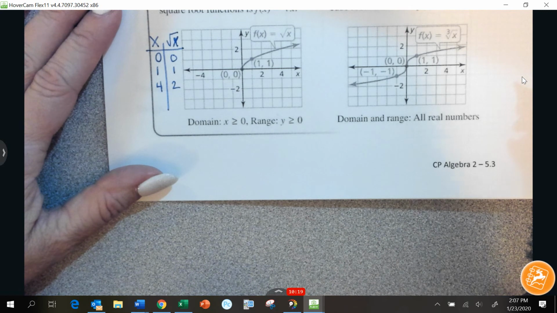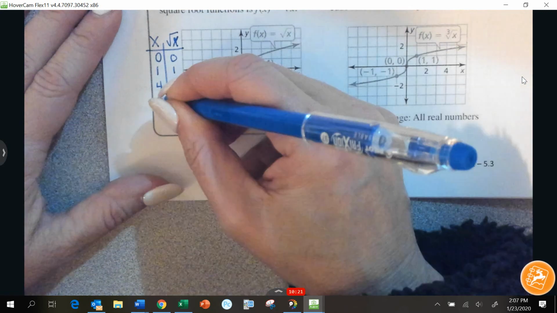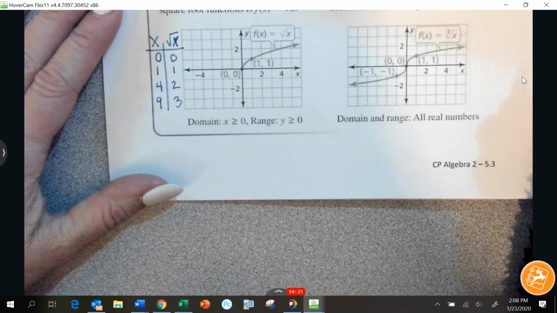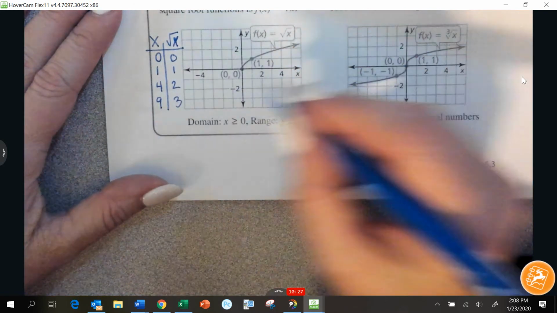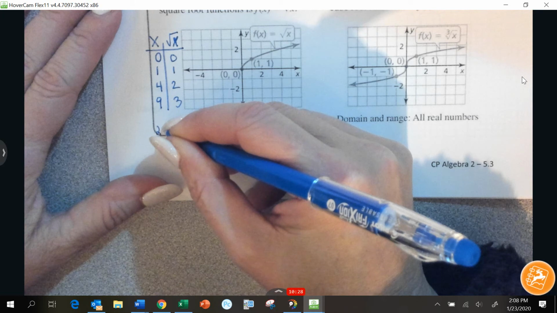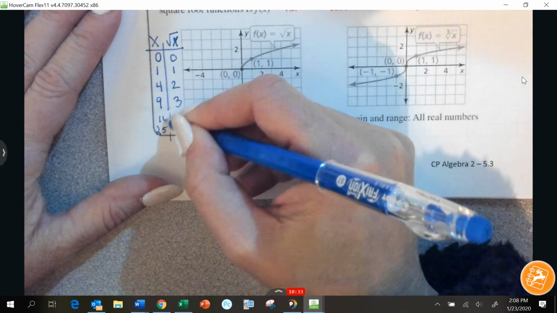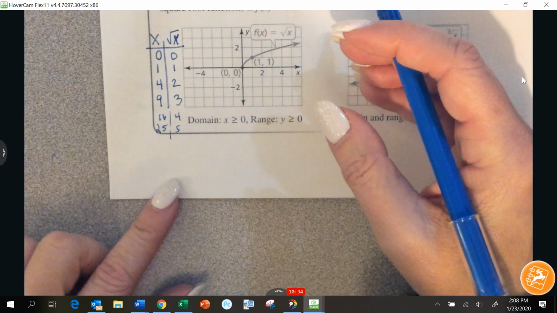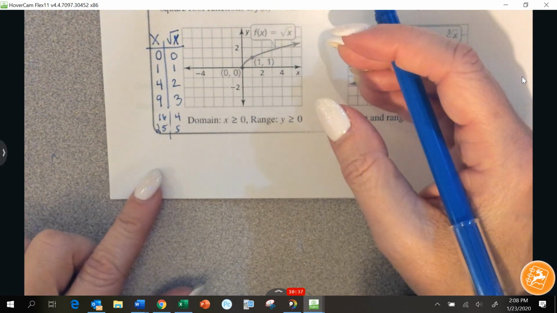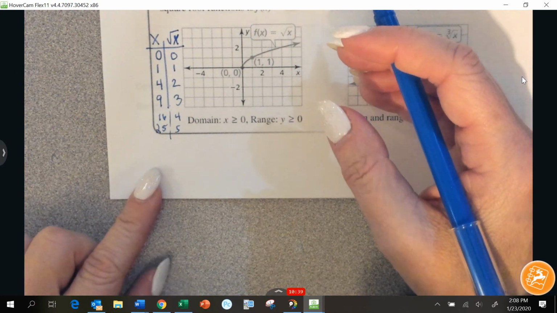What else? 9? Square root of 9 is 3. 25. Is that going to fit on my x value? Is that going to fit on my graph? You should have done 16. It won't fit on my graph as is, though.